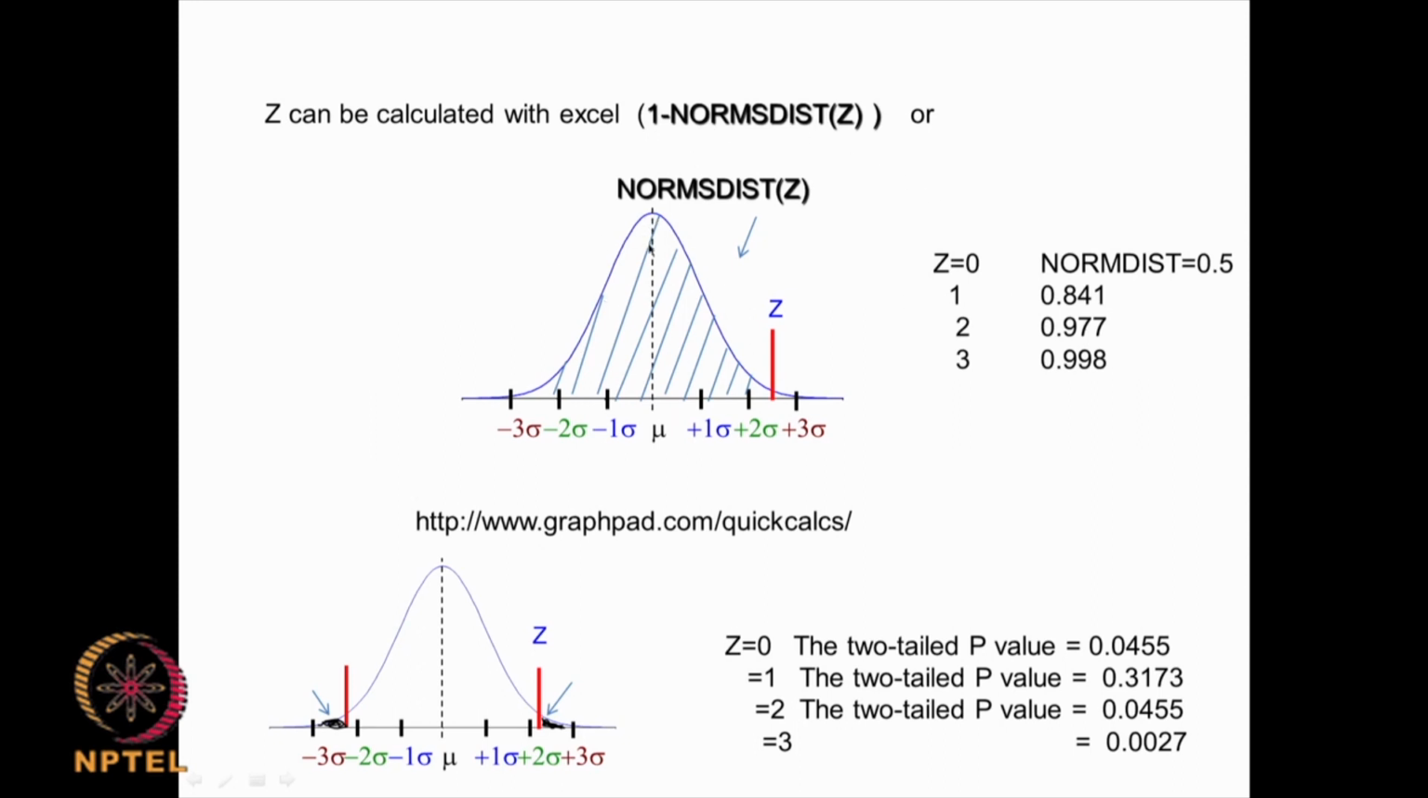When I put Z equal to 0 in normdist, it will give me 0.5, that is this area, correct, because the whole total area is 1. When Z is equal to 1, this area is 0.841. When Z is equal to 2, this area is 0.977, so the remaining area will be 1 minus 0.977, that means 0.023. If I put Z equal to 3, it will give me 0.998. If I want to calculate the remaining area, I put 1 minus normdist.